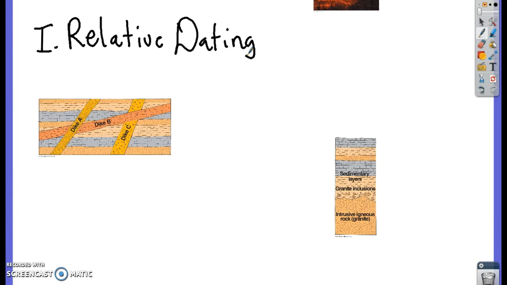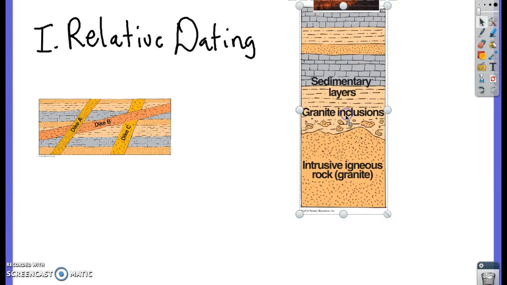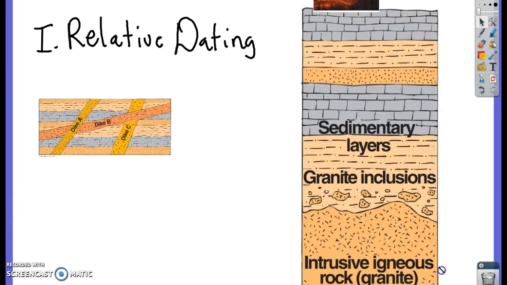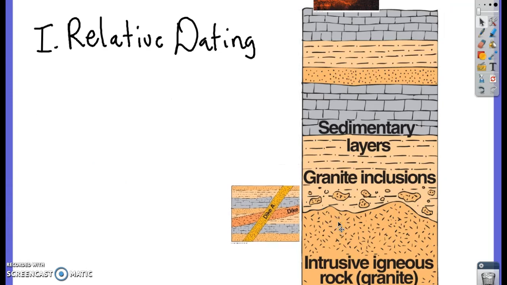Okay, we're talking about dating layers of rocks relative to each other. In other words, which rock layers are older and which ones are younger. Now, we're not giving an exact age. We're just saying relative to each other, which ones are newer, which ones are older, and that sort of thing. So these are just some general rules that we can use to say which rocks are older than others.